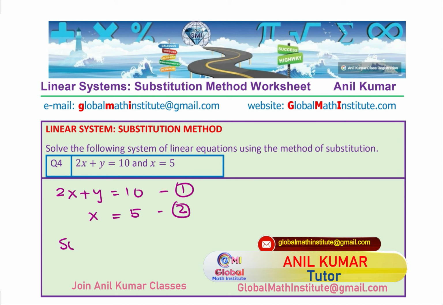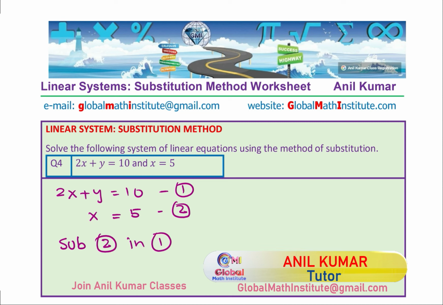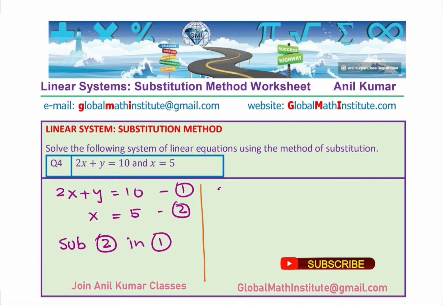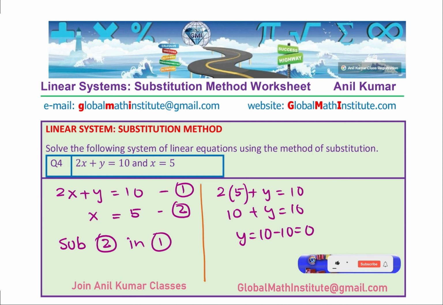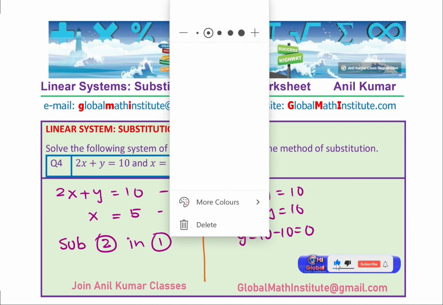So we'll sub x in equation 1. And when you do that, what do you get? We get the y value, right? So we'll write down 2 times the x value of 5 plus y equals to 10, which is 10 plus y equals to 10, or the value of y is 10 minus 10, which is 0. So therefore, the y value is 0, right?